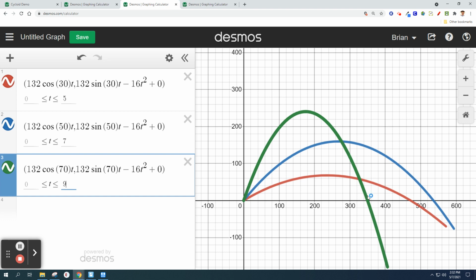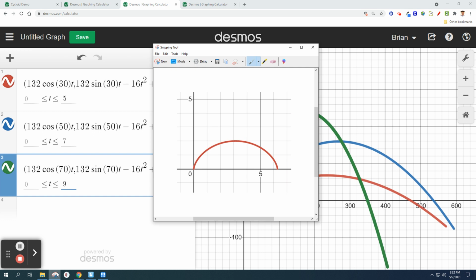So what were the questions again? Do you remember? Which one goes the farthest? Which one goes the highest? Well, it looks like the blue one, which was the 50-degree one, goes the farthest. Let's go ahead and copy this in there.